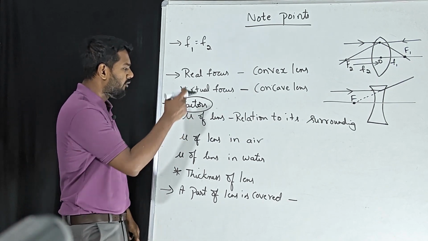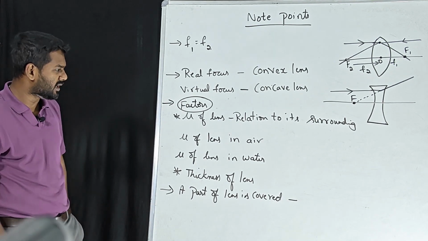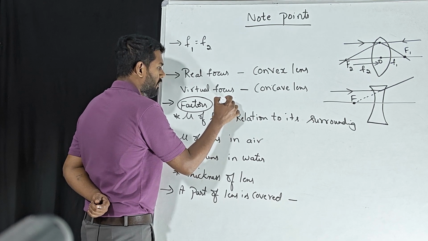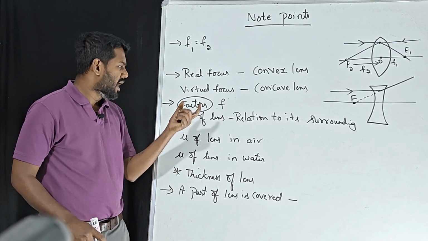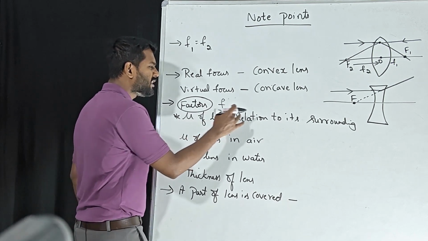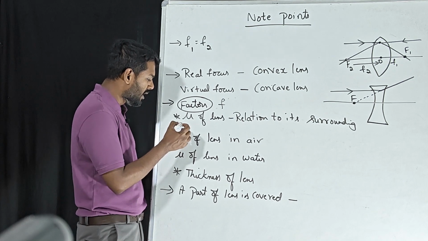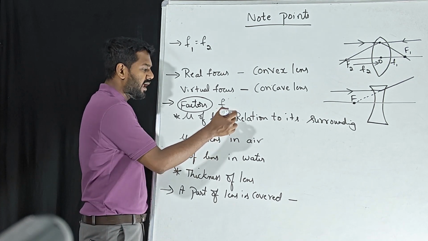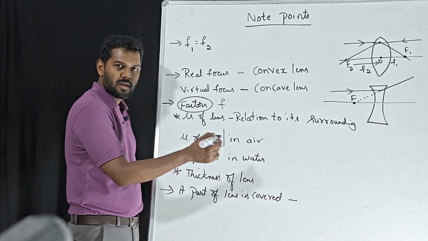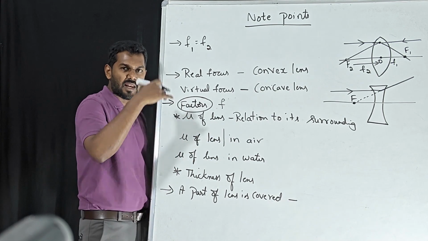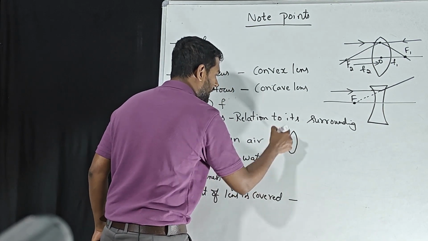Then, factors affecting focal length. Very important, listen. Factors affecting focal length. First, the refractive index of a lens, and how it is related to its surrounding. I'll give you an example. Refractive index of a lens in air. Assume the lens is in air.